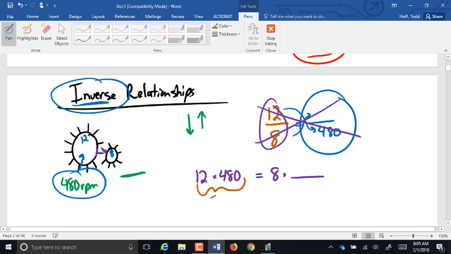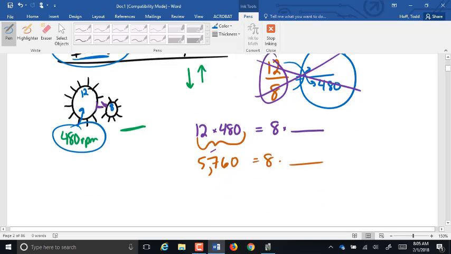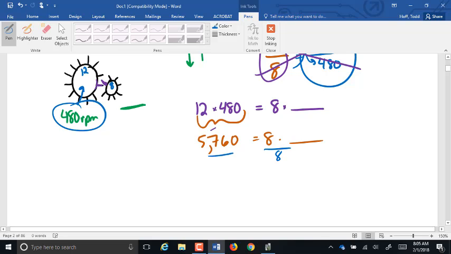12 times 480 is 5,760. Does that look right? Equals 8 times whatever. We will divide by 8. 720 equals my missing RPM.